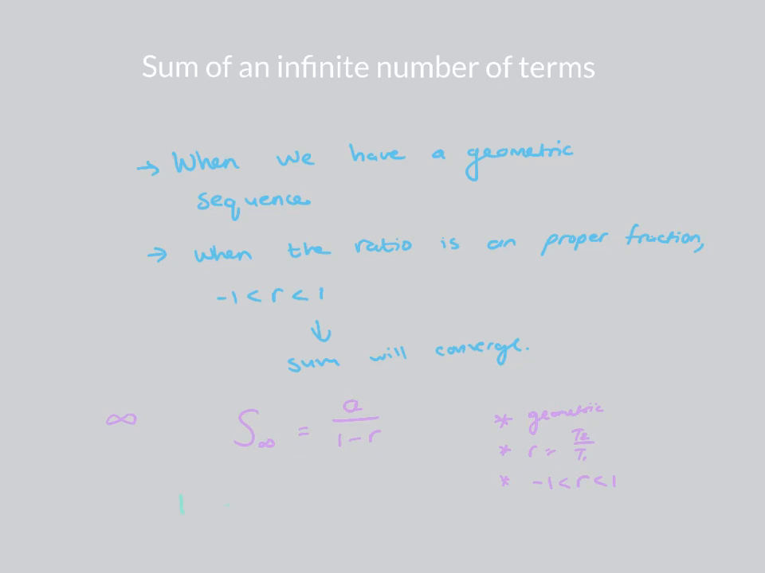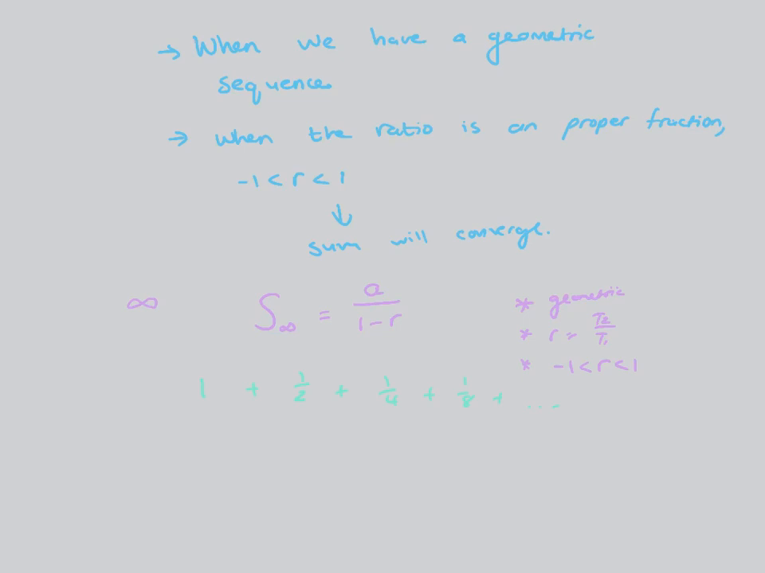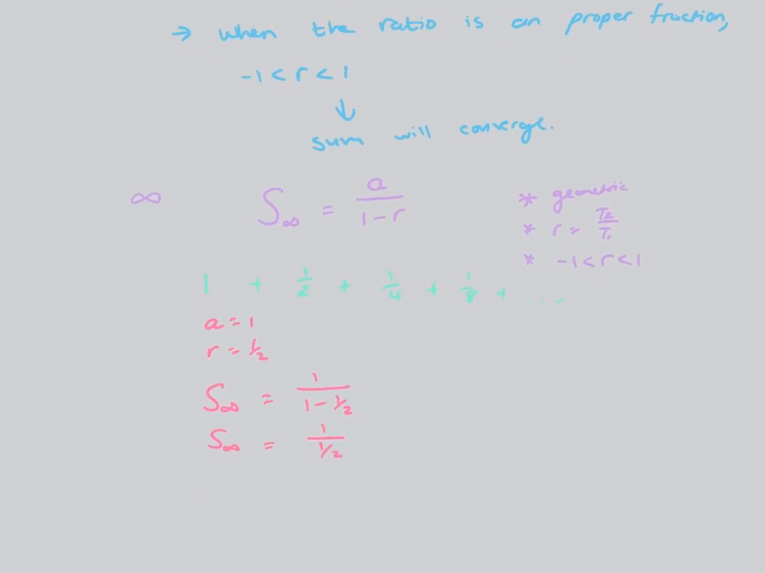So we've got the first person ordering 1, and then a half, and then a quarter, and then an eighth, and then so onwards. Oh, that's a terrible color. So what we've got then, A is equal to 1, and the ratio is equal to a half. So therefore, the sum of an infinite number of terms is equal to A, which is 1, divided by 1 minus the ratio, which is a half. So the sum of an infinite number of terms is 1 over a half, and 1 divided by a half is equal to 2. Right? So that's equal to 2.